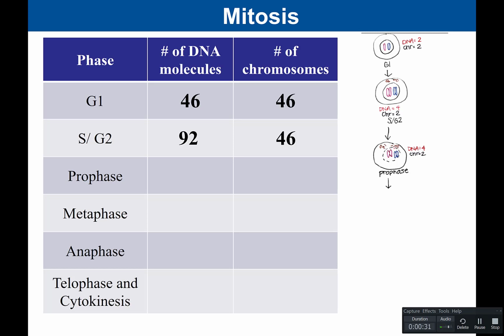In this example, there are 2 chromosomes, right? The 2 pink together are 1 chromosome. The 2 blue together are 1 chromosome. So we have 2 chromosomes, but those 2 chromosomes are made of 4 DNA molecules. So in prophase, in humans, we still have 92 DNA, and we still have 46 chromosomes, right? Our chromosome number doesn't change, and they're still duplicated, which is why the DNA number is 92.